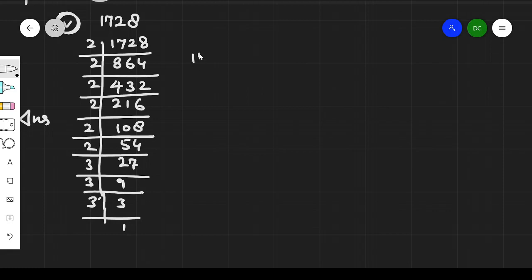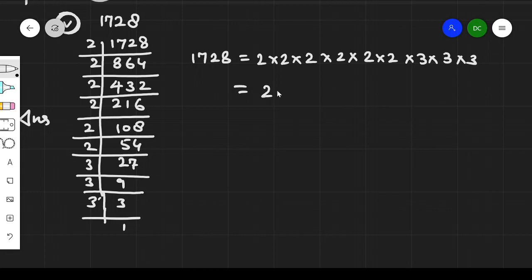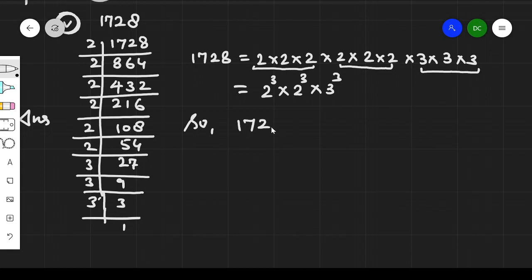Now 1728 we had. So 1728 we can write 2 multiplied by 2 multiplied by 2, then again 2 multiplied by 2 multiplied by 2, and now 3 multiplied by 3 multiplied by 3. So we can write this 2 cube into 2 cube into 3 cube. So we all can see that triplet of 2 is here, once again triplet of 2 is here, once again triplet of 3 is here. So, we can easily say that 1728 is a perfect cube. I hope it is clear to everyone.